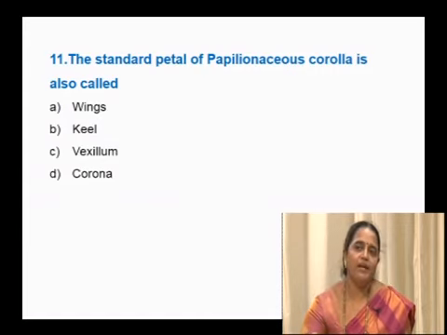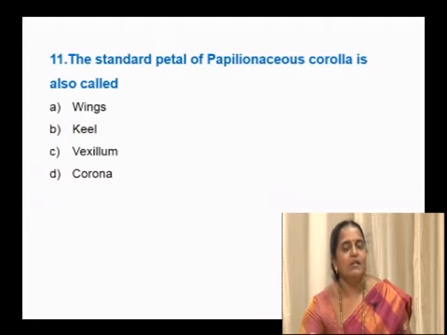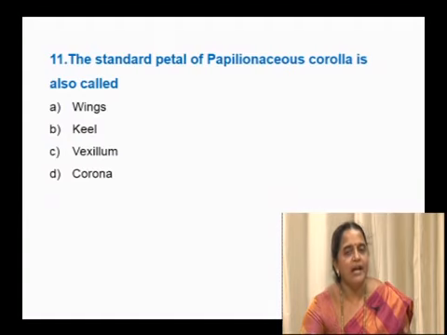The standard petal of papilionaceous corolla is also called, there are 5 petals in papilionaceous corolla. A standard is the largest among all, called vexillum. The two are lateral, they are called wing petals, and the two smallest are carina or keel. The correct option here is the vexillum.